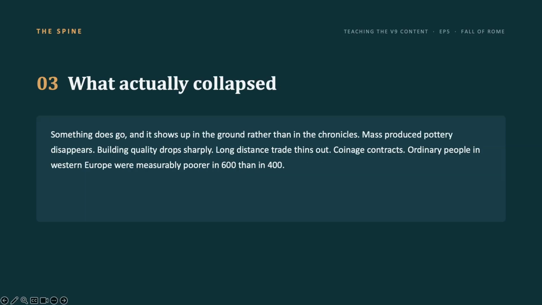Something does go though, and it shows up in the ground rather than in the chronicles. Archaeology records a steep fall in material complexity across the western provinces. Mass-produced pottery disappears. Building quality drops sharply. Long-distance trade thins out, and coinage contracts. Ordinary people in Western Europe were measurably poorer in 600 than their great-grandparents were in 400.